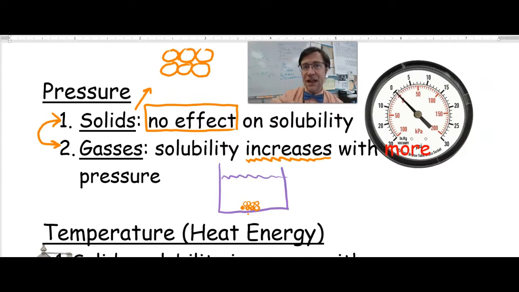So to get that solid to dissolve, we want to somehow get these particles to come apart and float everywhere. Does that make sense? We want to break them apart. We want to spread them out as much as we can.